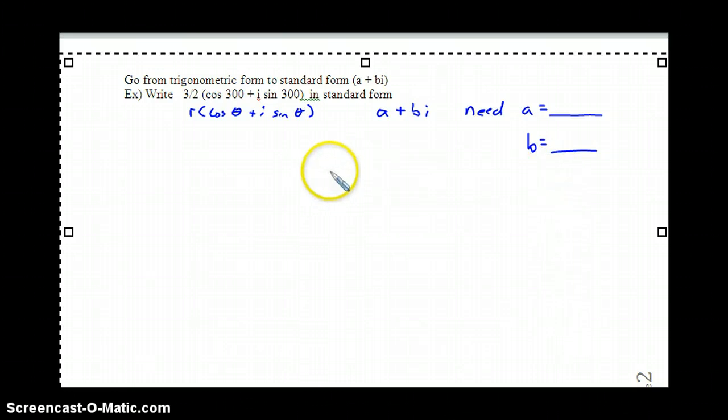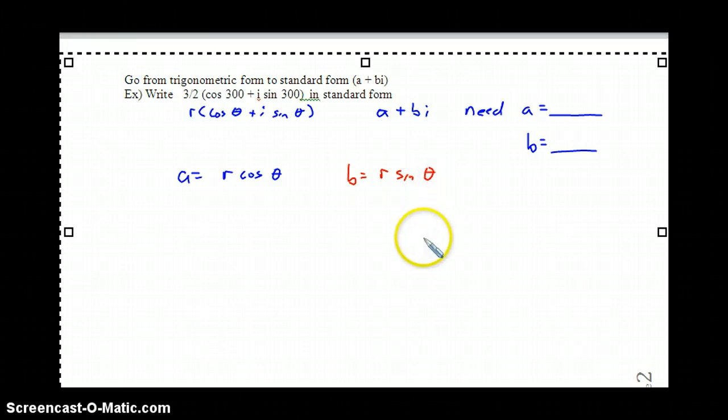On the front page of our notes, we introduced some formulas for a and b. We said that a was equal to r times the cosine of theta, and that b is equal to r times the sine of theta. So in my problem, I know my r is equal to 3/2, and my theta is equal to 300. So let's plug that in. A would be equal to 3/2 times the cosine of 300.